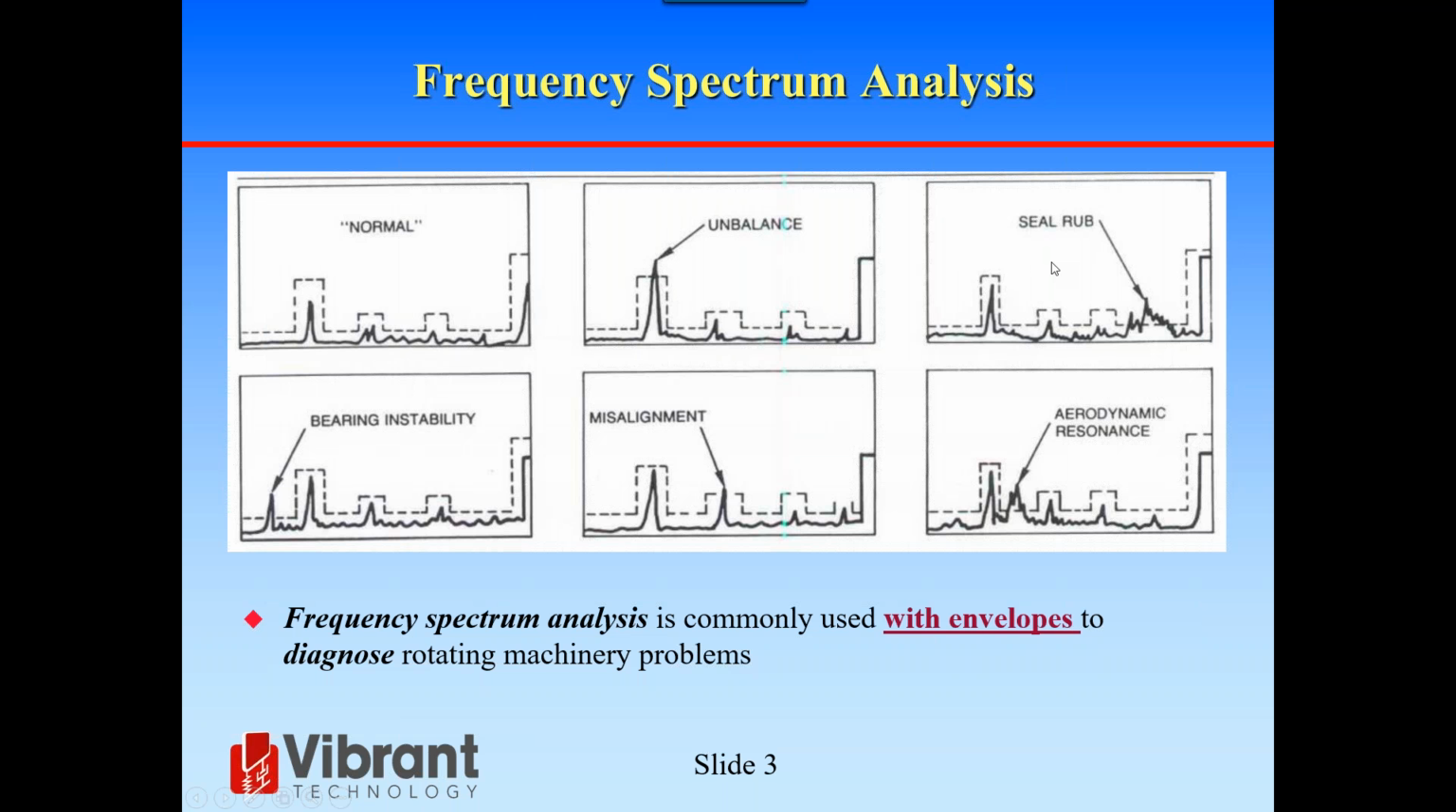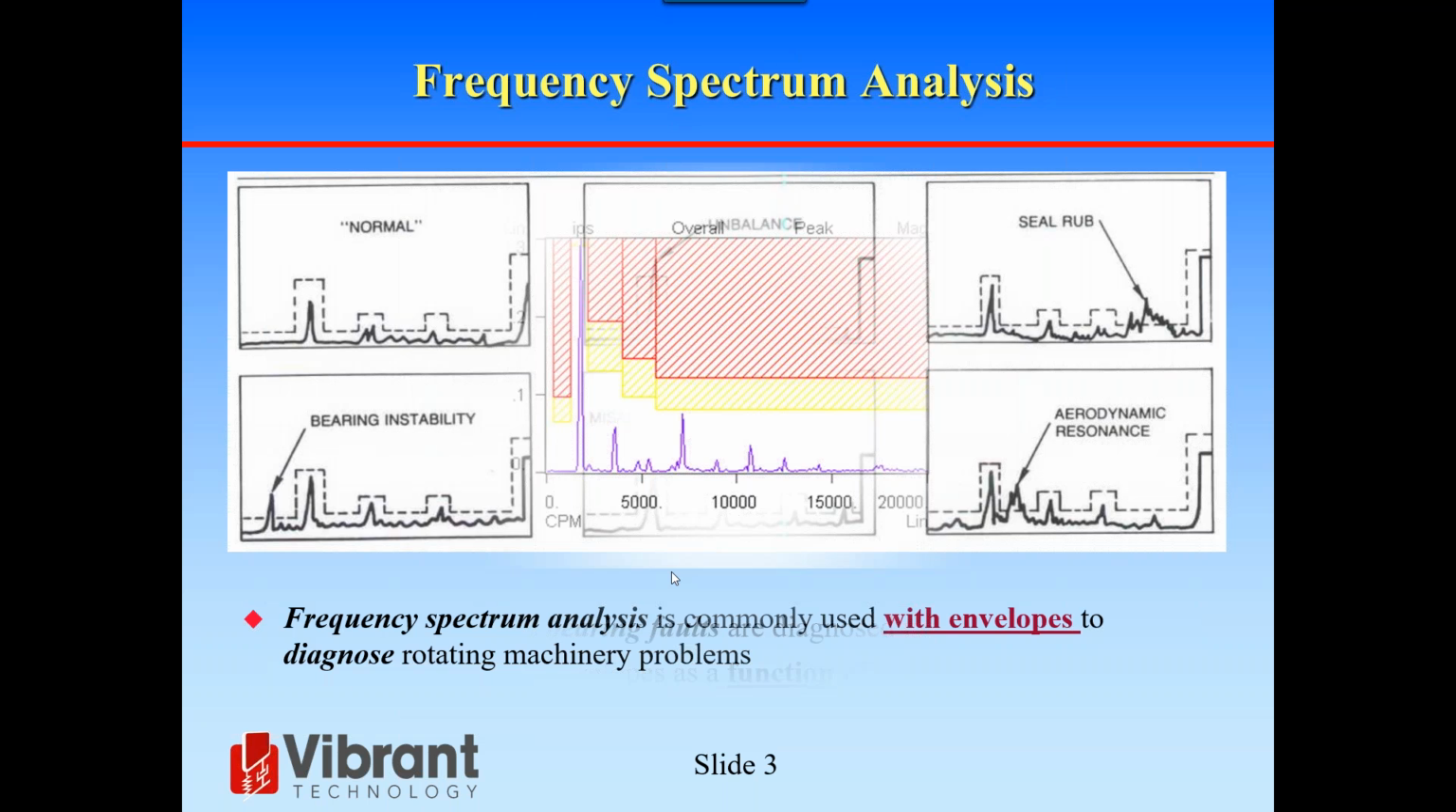Here's some rubbing of maybe bearing seals, bearing instability. That's a fancy way of saying there's something wrong with a rolling bearing or even a fluid bearing. Here's some misalignment of rotating parts and some aerodynamic resonance. That might happen in a pumping system where there are some fluids and some instabilities. So many different mechanical problems can be detected by looking at spectrum data.